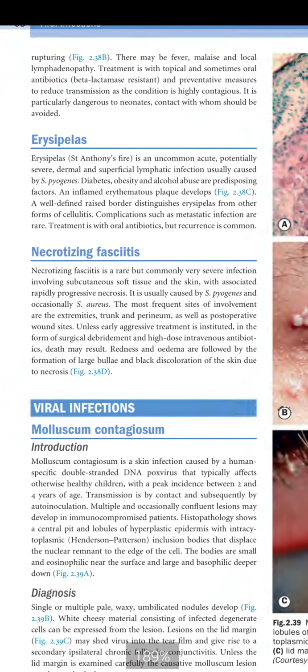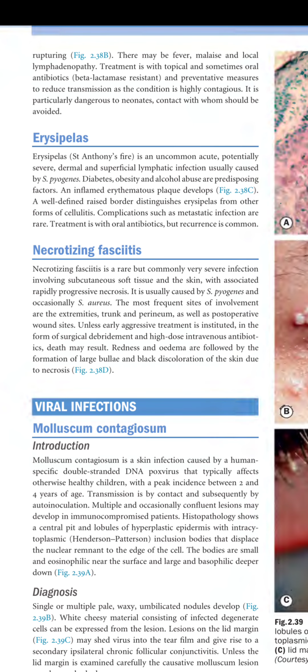So necrotizing fasciitis is basically the necrosis of the skin that occurs, and there will be blackish discoloration of the skin as well. Necrotizing fasciitis is a rare but commonly very severe infection involving the subcutaneous soft tissue and the skin with associated rapidly progressive necrosis. It is usually caused by Strep pyogenes and occasionally Staph aureus.